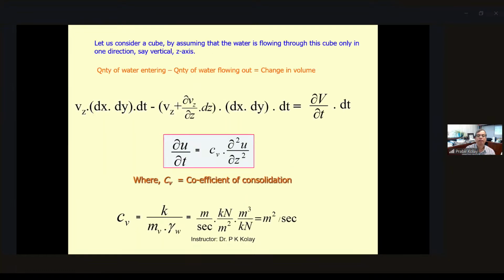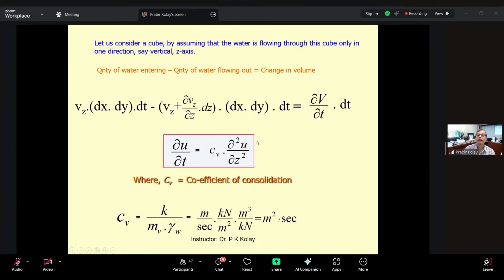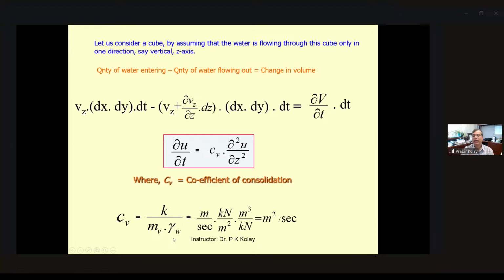I'm not going to go into detail here. Then again, for consolidation theory, this is the theoretical equation of consolidation: du/dt, the change in water pressure with time, is equal to the coefficient of consolidation times d²u/dz². The cv is the coefficient of consolidation. cv is equal to k divided by mv times gamma w. Again, you can easily calculate that cv.